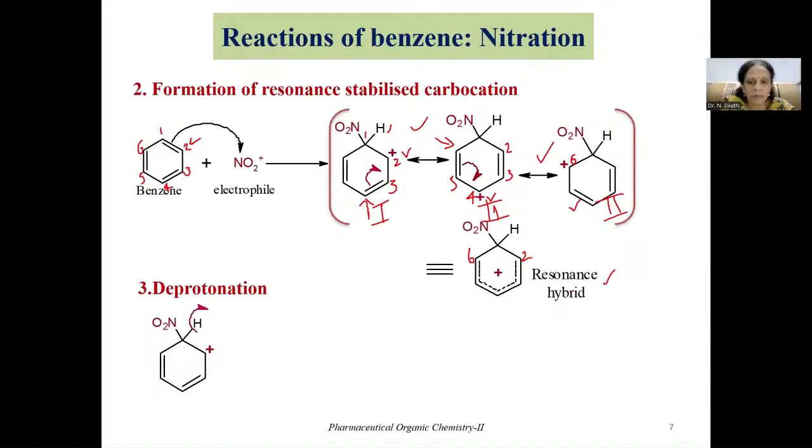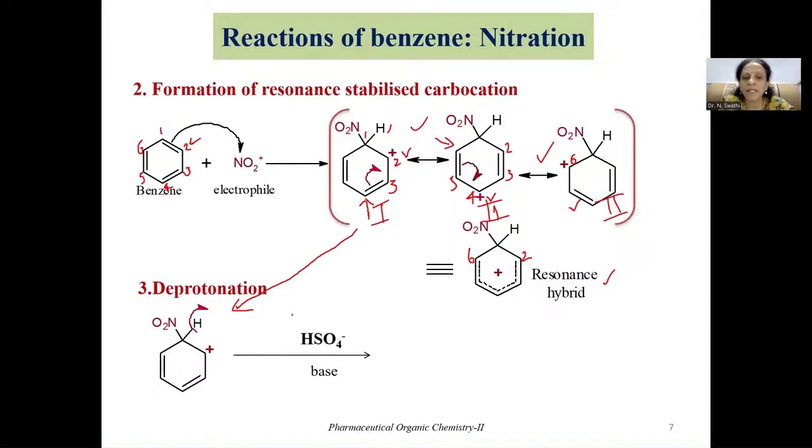In the third step, immediately the resulting carbocation undergoes deprotonation. Here the first resonance structure is considered. It undergoes deprotonation. For this reaction to be facilitated, bisulfate ions which are formed in the first step will be utilized.